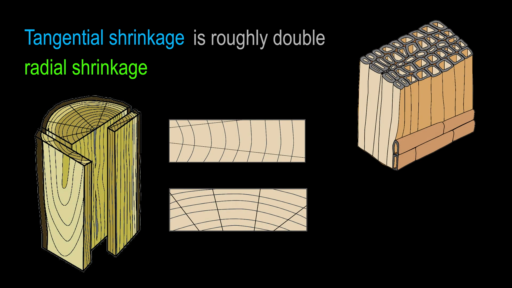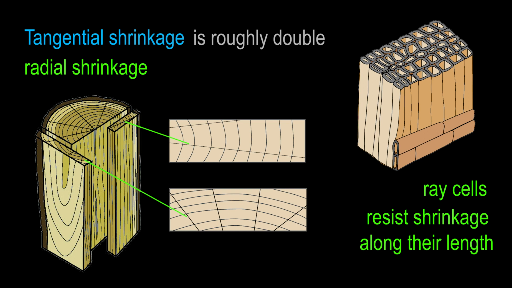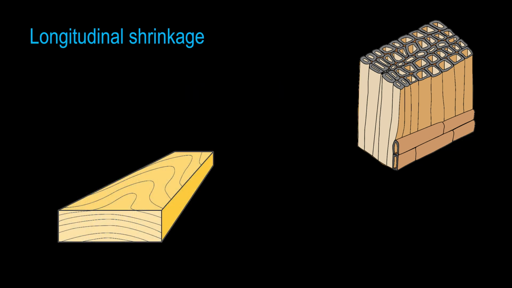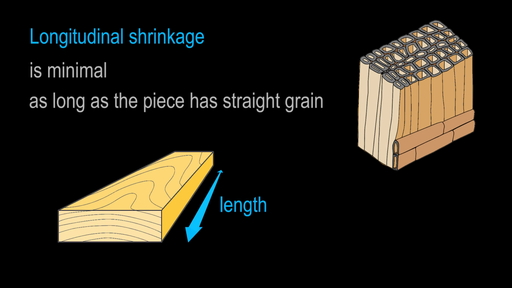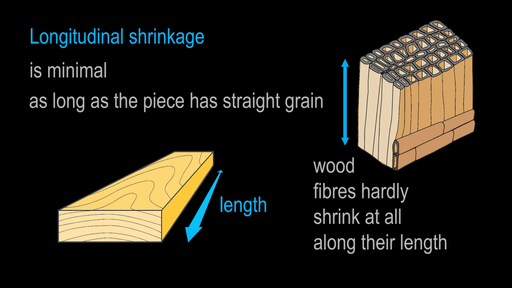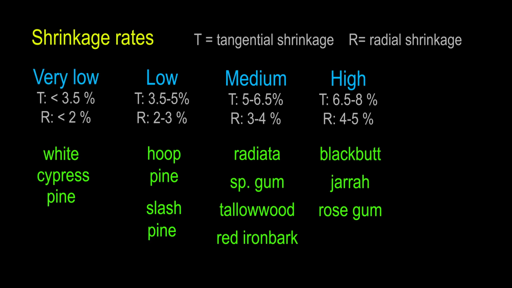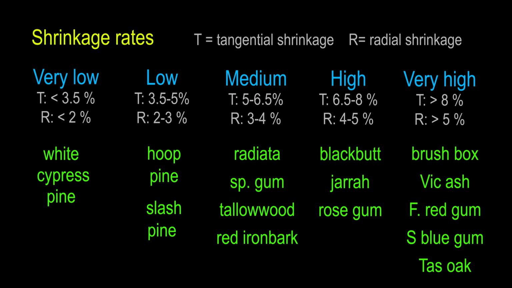The main reason for this difference in shrinkage rate is that the ray cells, which run radially from the centre towards the bark, resist shrinkage along their length, and therefore have a restraining effect on the piece's radial shrinkage. The longitudinal shrinkage, that is, shrinkage along the length of the piece, is minimal as long as the piece has straight grain, because wood fibres will hardly shrink at all along their length. On the webpage for this lesson is a list of common timber species categorized in terms of their average shrinkage rates.